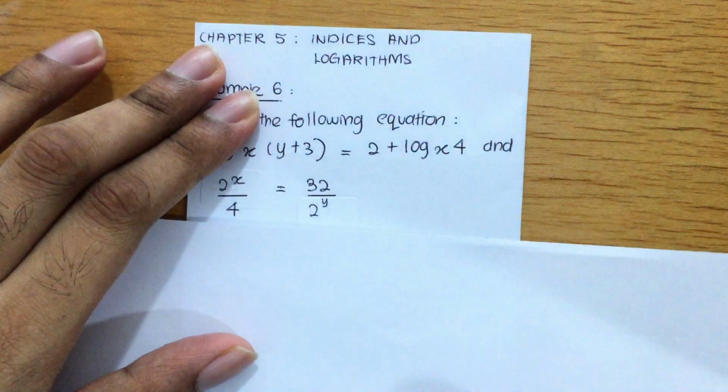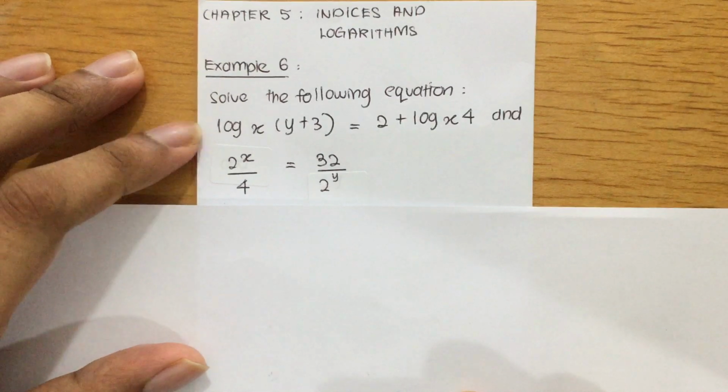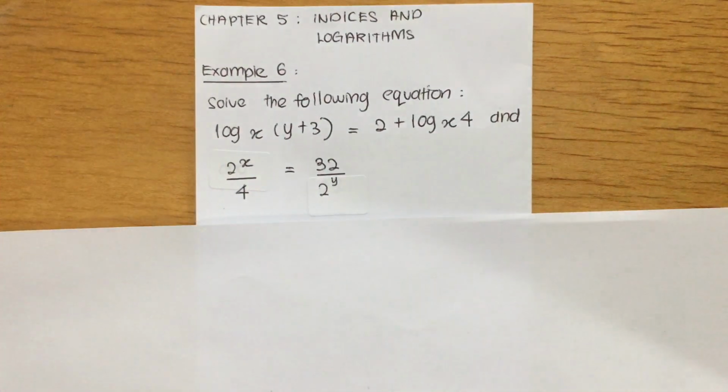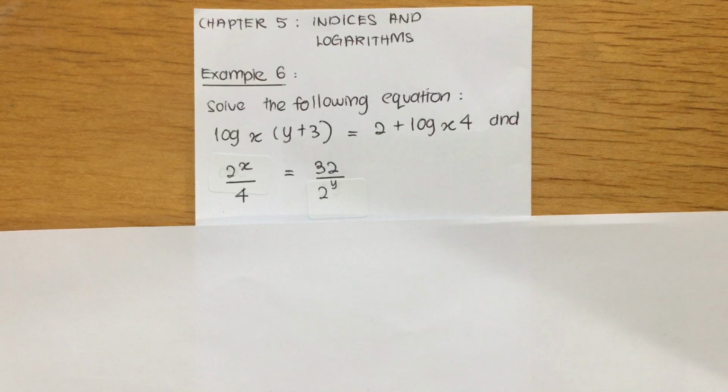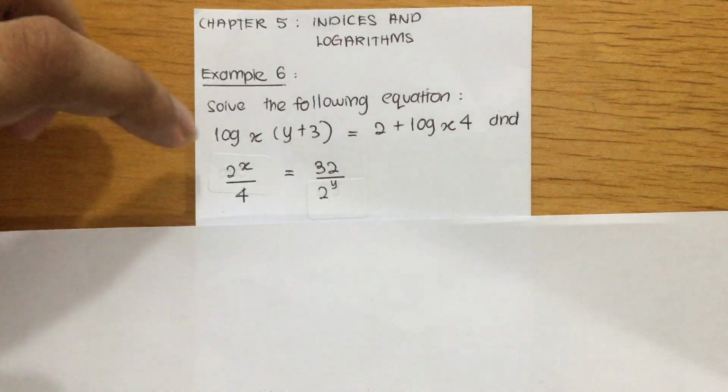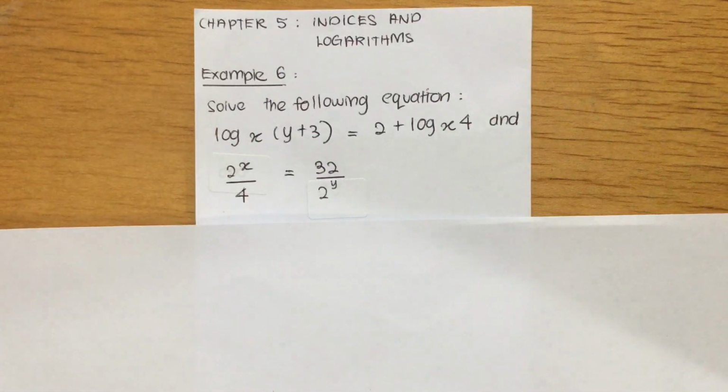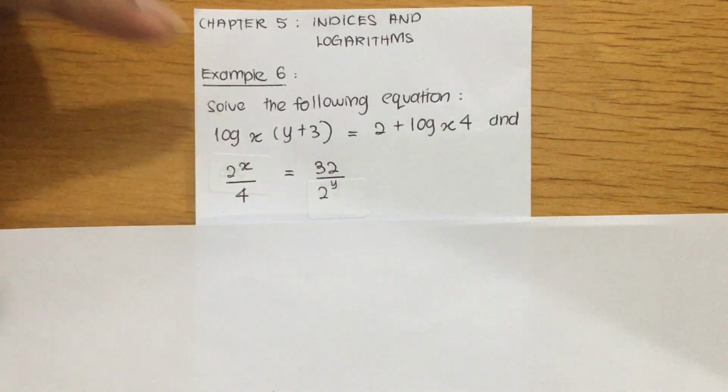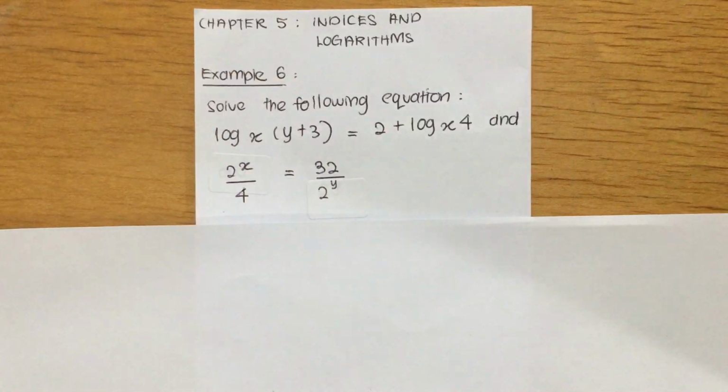Alright, welcome back. So now I'm going to discuss example 6. Let's read the question together. Solve the following equation. Log of (y plus 3) with base x equals 2 plus log 4 with base x, and 2 to the power of x divided by 4 equals 32 divided by 2 to the power of y. Okay, the reason why I chose this question is that it involves a combination of logarithms and indices. So you need to apply these two areas of knowledge to solve the following equation.